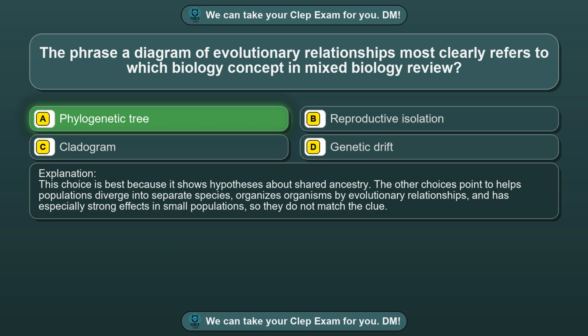The other choices point to helps populations diverge into separate species, organizes organisms by evolutionary relationships, and has especially strong effects in small populations, so they do not match the clue.